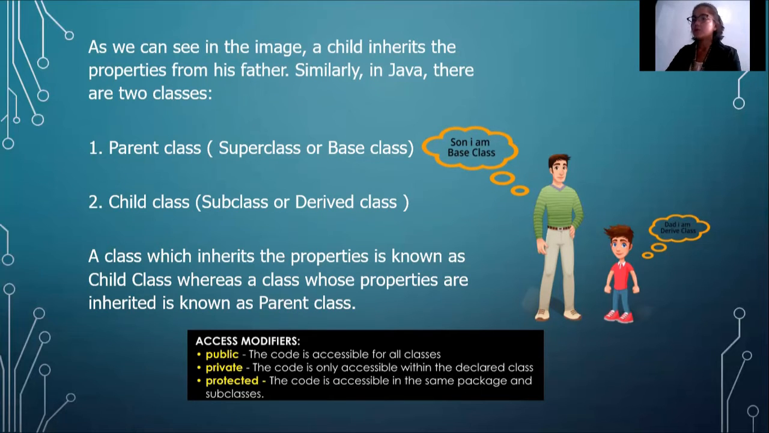Access modifiers. Public: the code is accessible for all classes. Private: the code is only accessible within the declared class. Protected: the code is accessible in the same package and subclasses.